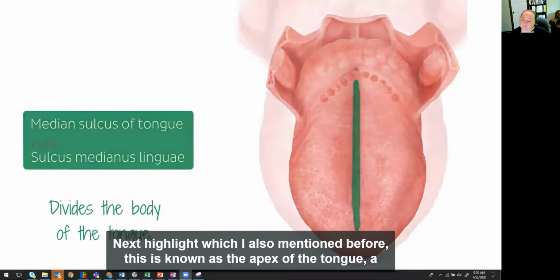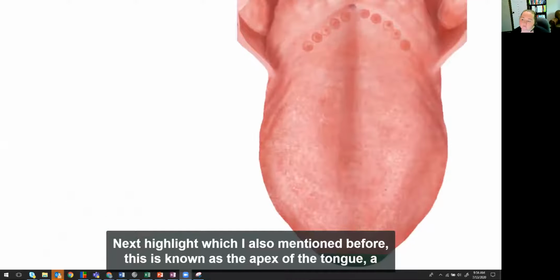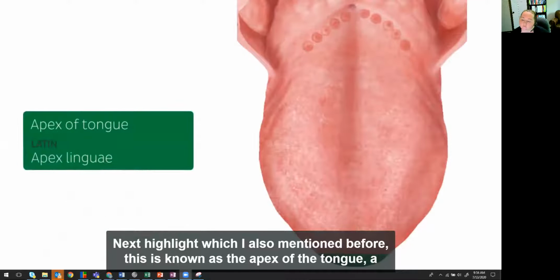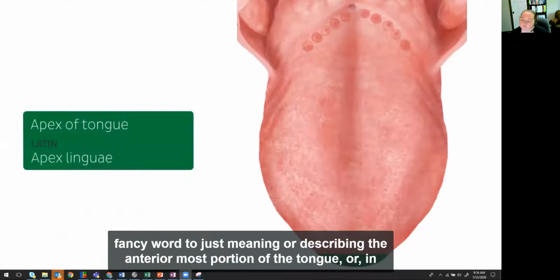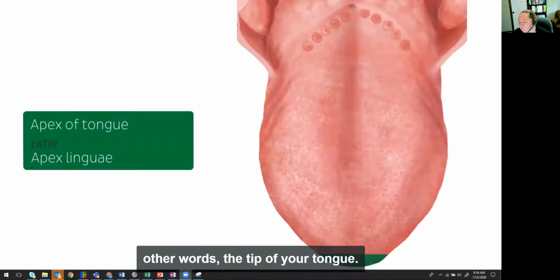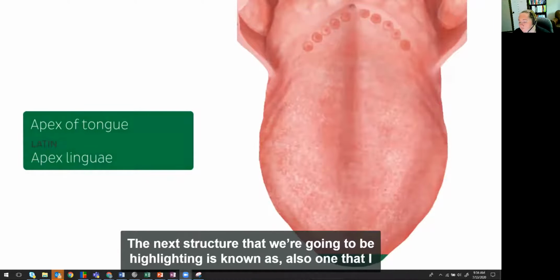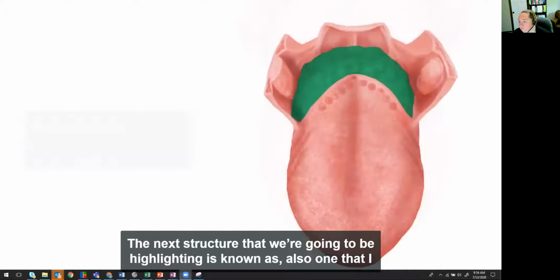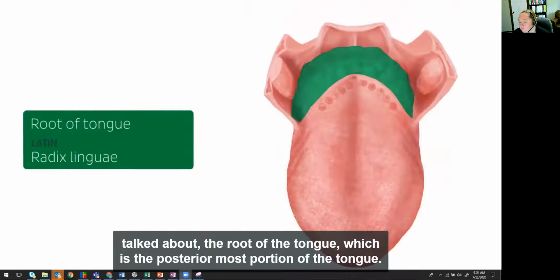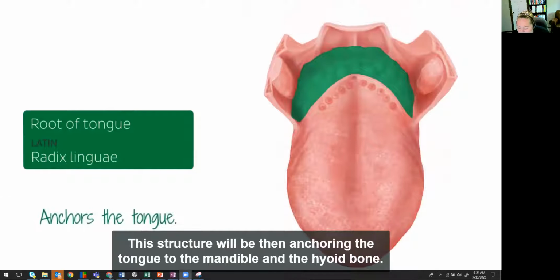Next highlight, which I also mentioned before, this is known as the apex of the tongue, a fancy word to just describe the anteriormost portion of the tongue, or in other words, the tip of your tongue. The next structure that we're going to be highlighting, also one that I talked about, is the root of the tongue, which is the posteriormost portion of the tongue. This structure will be anchoring the tongue to the mandible and the hyoid bone.